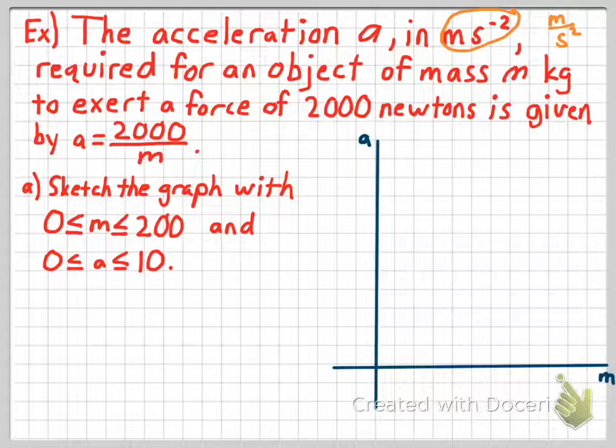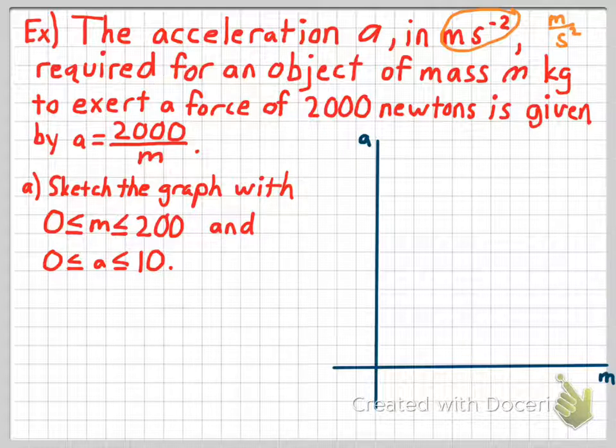What we're going to do first is we're going to sketch that graph with these limitations, these restrictions, so to speak. We're going to say that we're going to graph it for objects that have a mass between 0 and 200 kilograms, and we're going to look at when the acceleration is between 0 and 10 meters per second squared. So let's go ahead and choose the appropriate intervals.